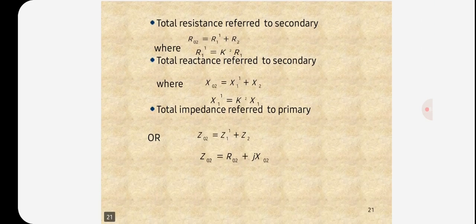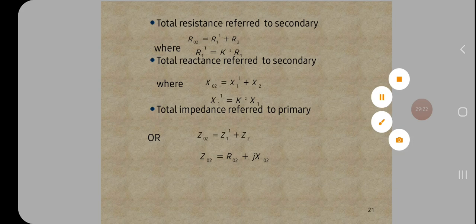The total resistance referred to secondary, R02, is equal to R1 dash plus R2, where R1 dash is equal to K square R1. The total reactance referred to secondary, X02, is equal to X1 dash plus X2, where X1 dash is equal to K square X1. So the total impedance referred to secondary, Z02, is equal to Z1 dash plus Z2, that is Z02 is equal to R02 plus jX02.